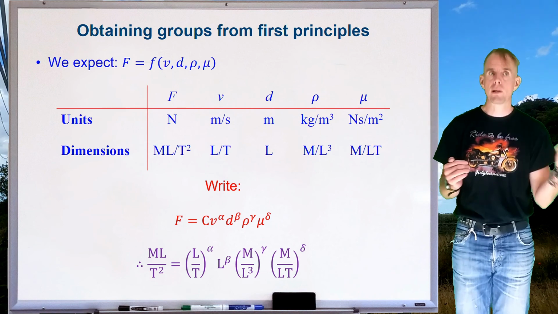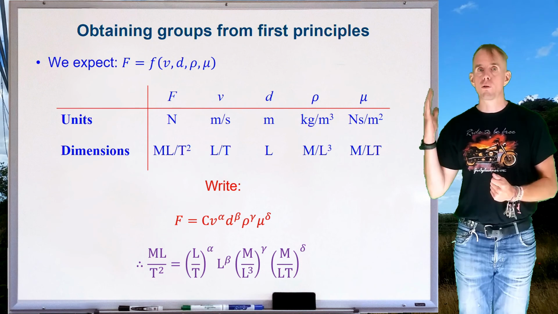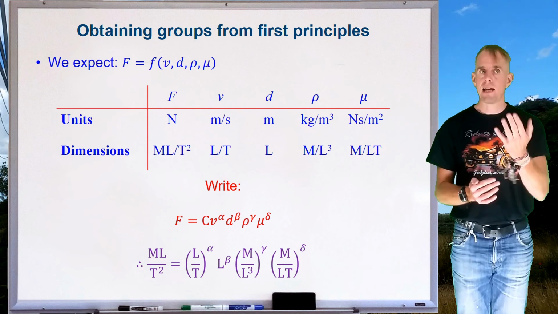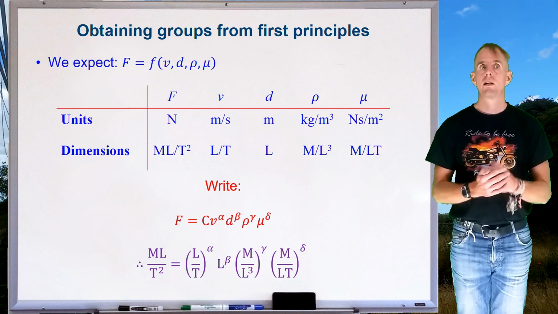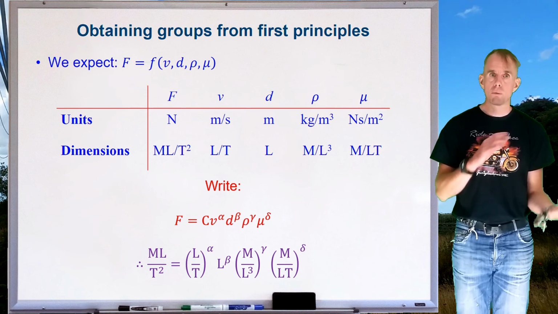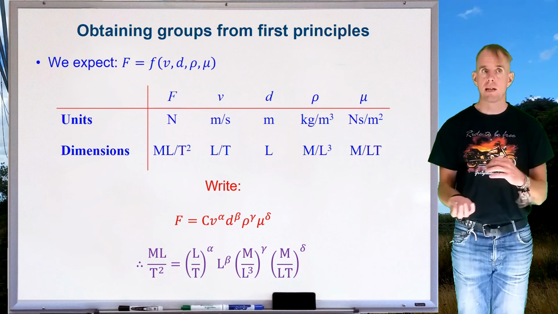Now I've written that down, let's substitute the fundamental dimensions for each of these parameters. So on the left hand side we have mL over t squared, on the right hand side we have L over t raised to alpha, L raised to beta, m over L cubed raised to gamma, m over Lt raised to delta. And I know that across an equal sign the dimensions have to be the same.